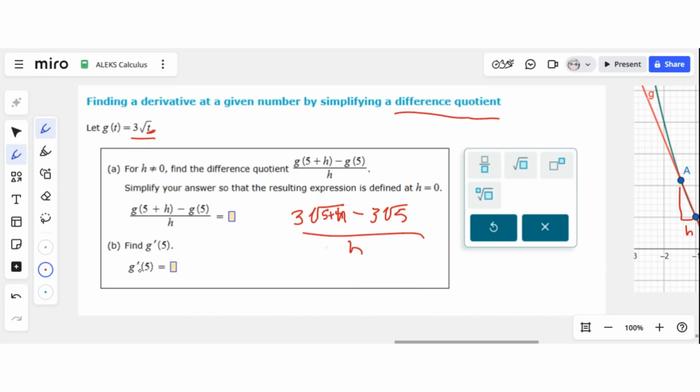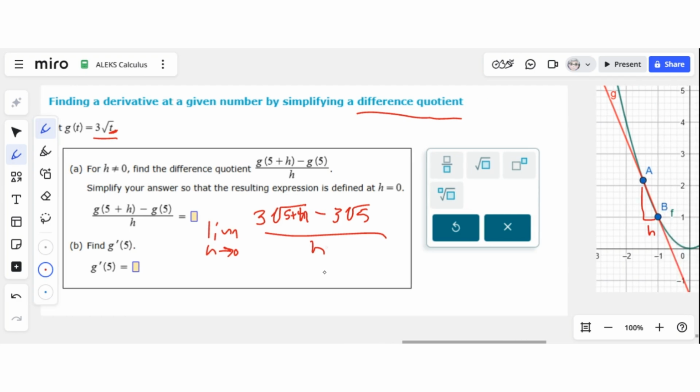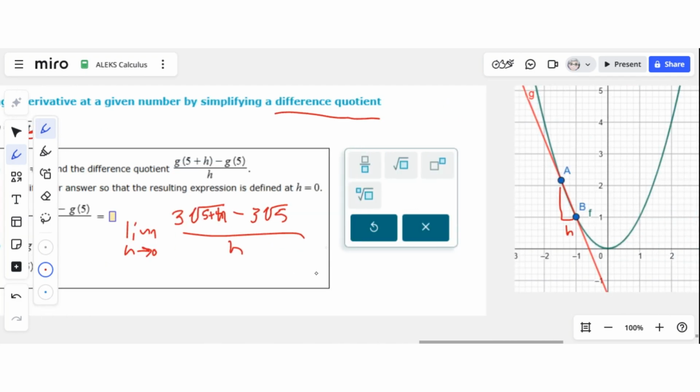Now, to find the derivative of this function at 5, the slope of that tangent line, we actually need to take the limit of this as h approaches 0. We want this h to get infinitely close to 0. We can't do that right now just by evaluating this because we have h on the bottom. So we've got to do some algebra to figure that out. I think what I'm going to do is just stick this 3 over here. And then we've got square root of 5 plus h minus the square root of 5, all over h. I just removed the 3.